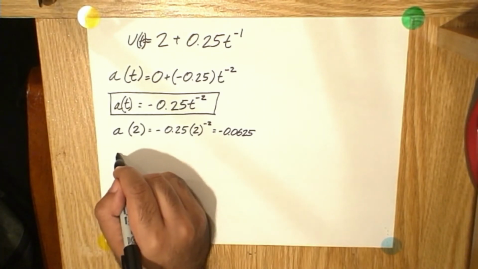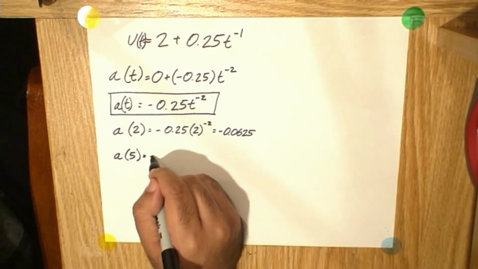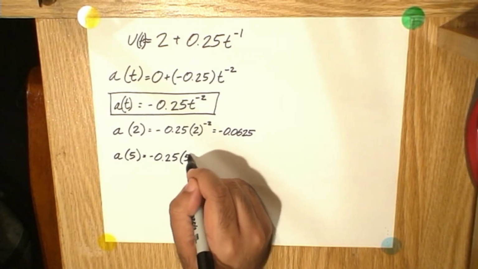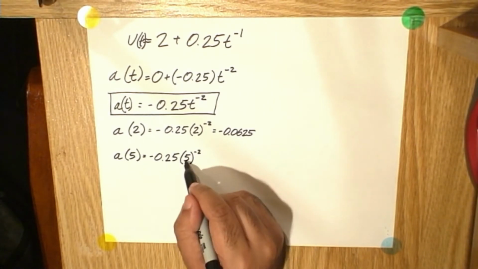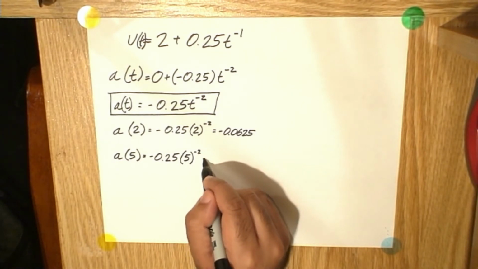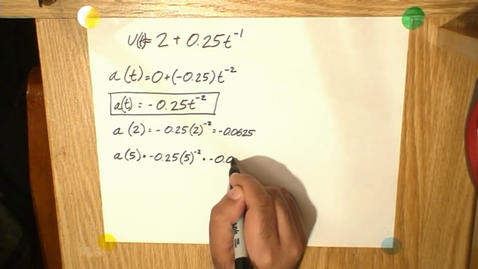What about at a time of 5? Then we would have negative 0.25 times 5 to the negative 2 power. So 5 to the negative 2 power is 1/25. When you solve that out using your calculator, you're going to get negative 0.01.